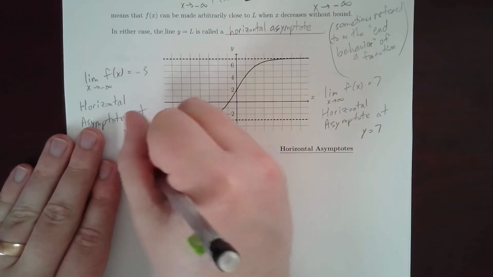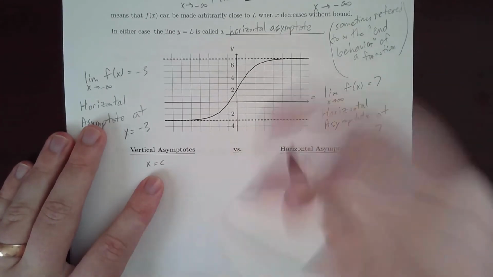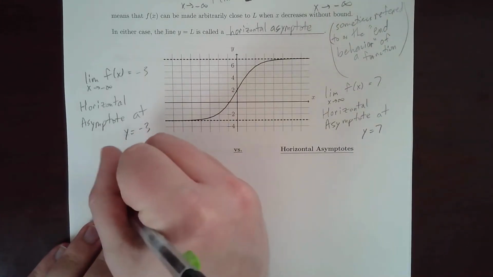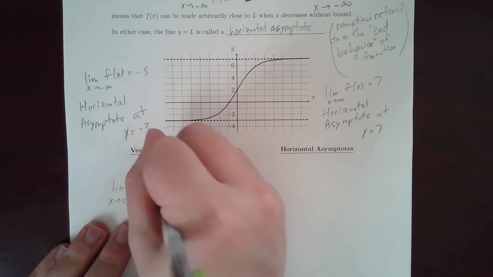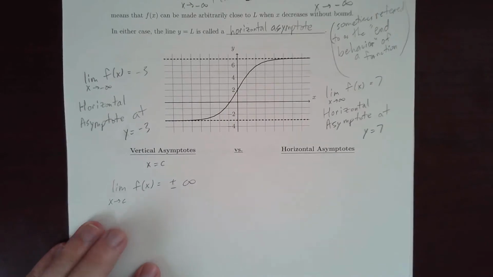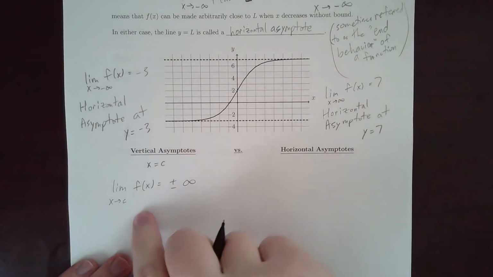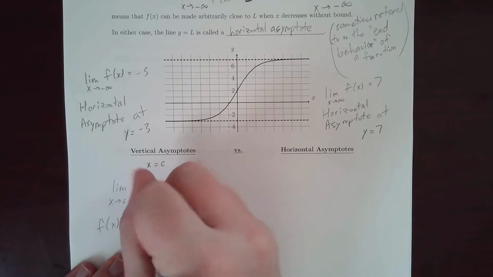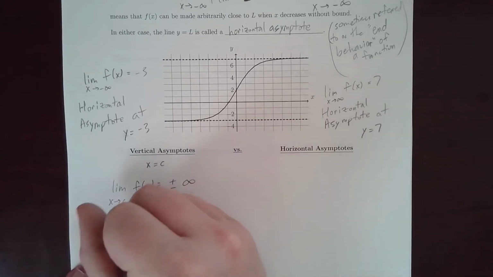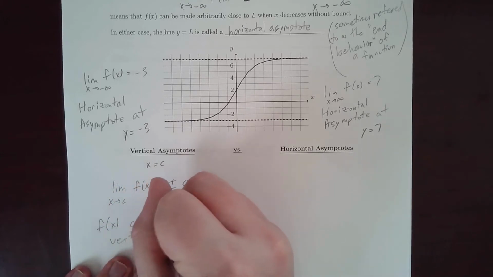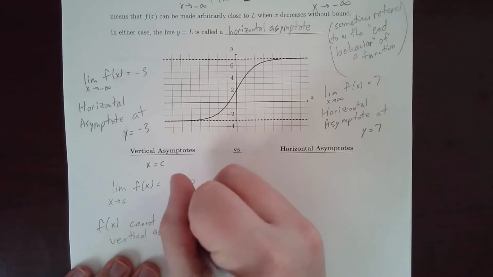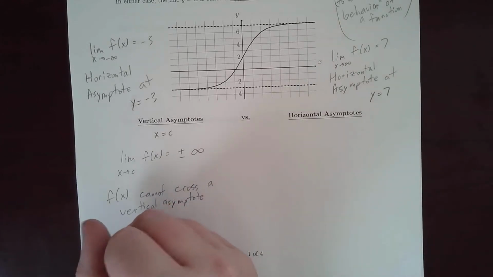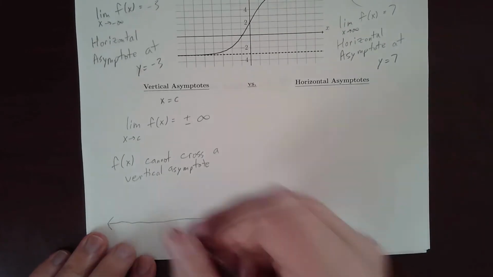Vertical asymptotes are going to be x equals something, so maybe x equals c. And that's something where you've got an up and down line that you're looking at. And when we say we have the limit as x approaches c of f of x is positive or negative infinity, this is where we have a vertical asymptote. So f of x cannot cross a vertical asymptote. And it can have infinitely many of these vertical asymptotes.